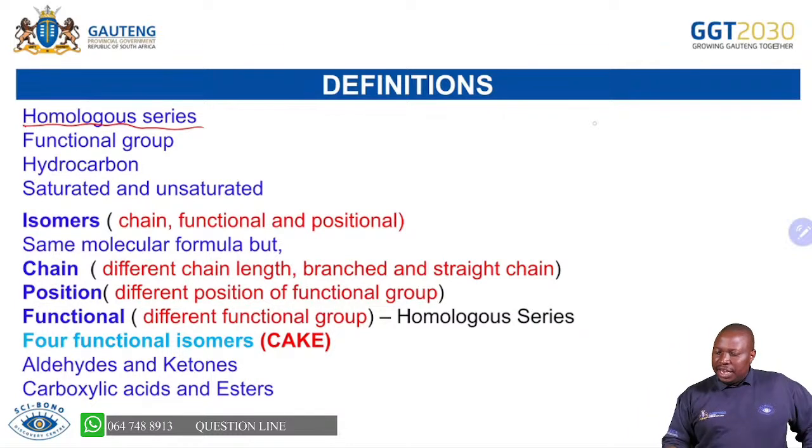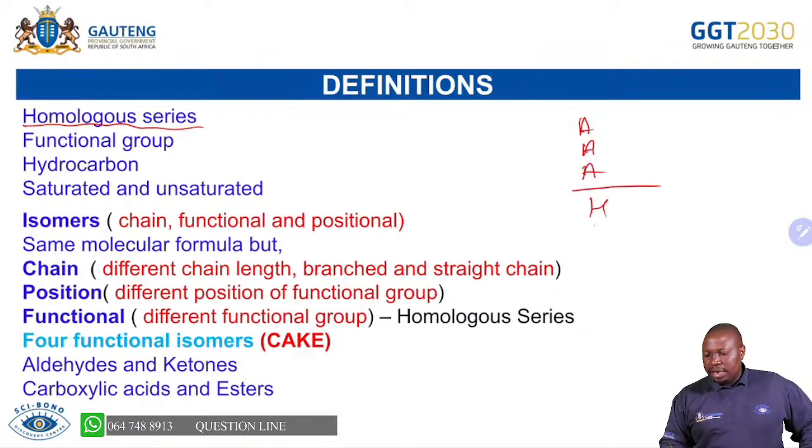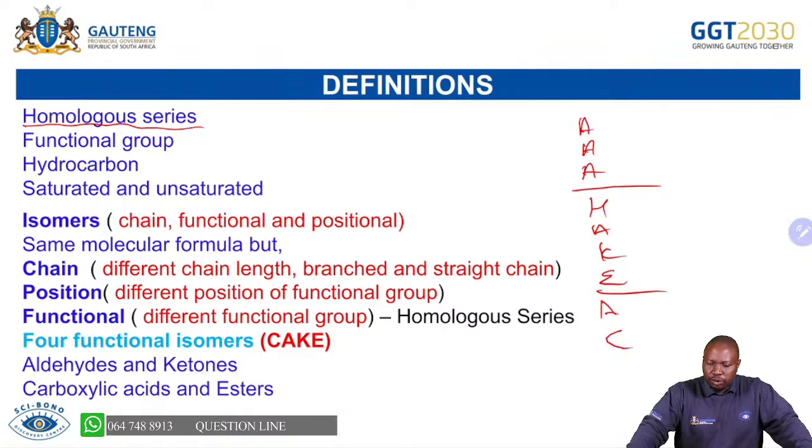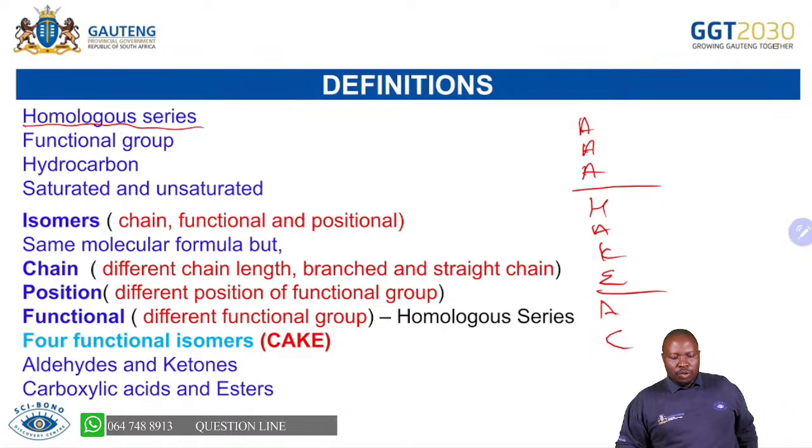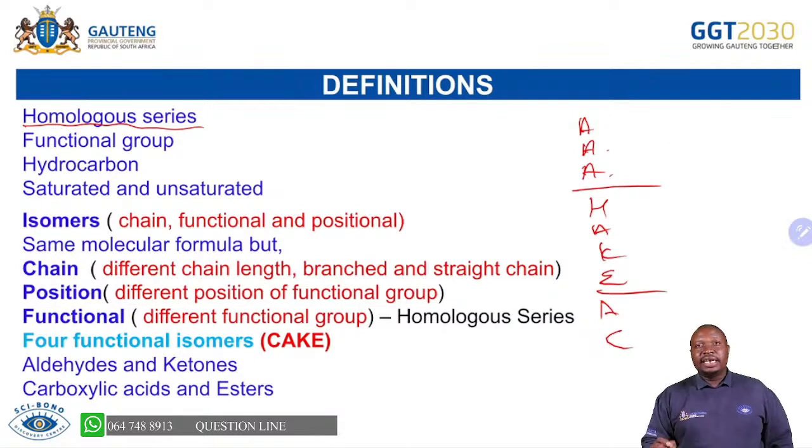And we said we have 9 homologous series, which I usually like to say AAA, egg, A, and C. And then you know that those are the 9 homologous series that we do. Don't forget them. We know we have the alkanes, the alkenes, the alkynes. We have the haloalkanes, the aldehydes, the ketones, the esters, the alcohols, and the carboxylic acids.